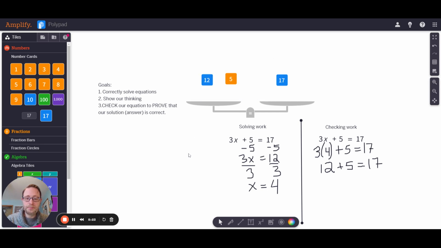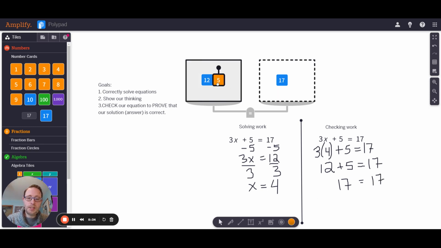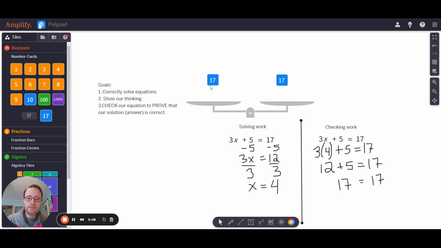That's 12. 12 plus 5 is 17. I'm just doing that one thing. 12 plus 5 is 17. And now I have an equation that says 17 is the same as 17, which is clearly true. So we have checked our work. When x equals 4, our equation is true.